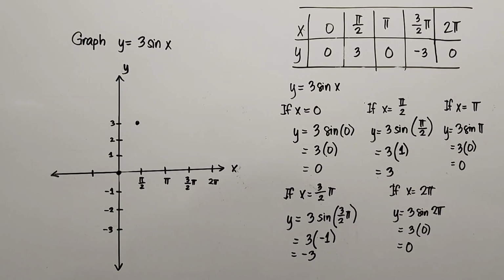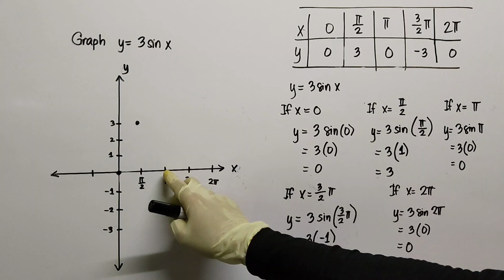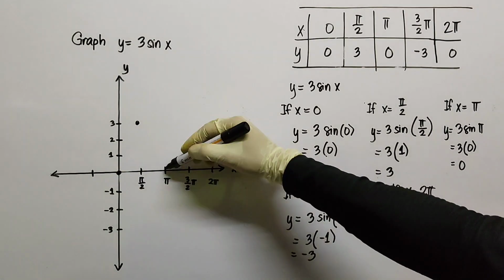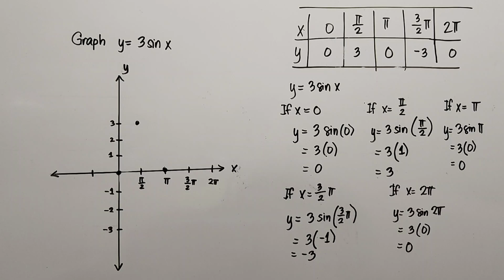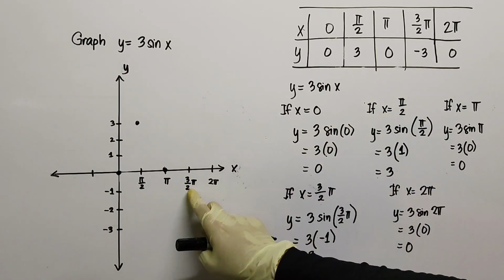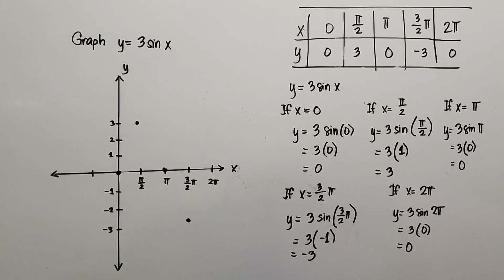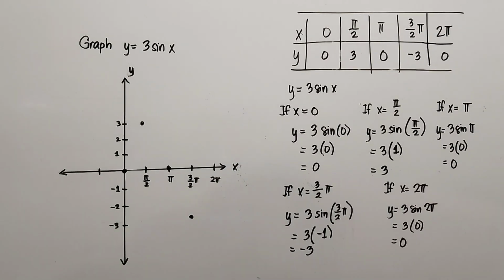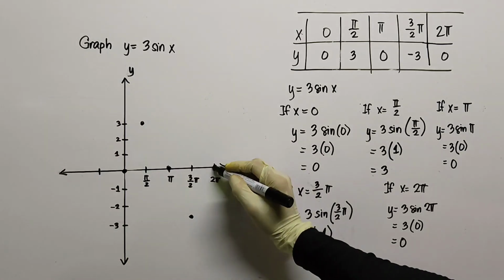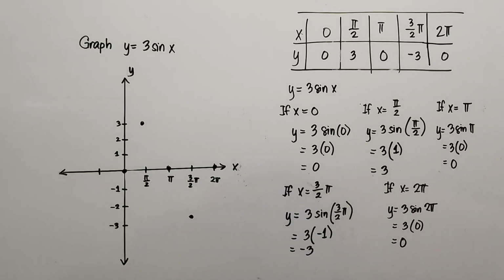For our third coordinate, pi and 0. So the y coordinate of our pi is 0. For the fourth, 3 over 2 pi, that is negative 3. So this is the point. And lastly, for the 2 pi, 0. So this is the point for the 2 pi, 0. And after that, we will connect these points using a smooth curve. That is a complete cycle of the graph y equals 3 sine x.